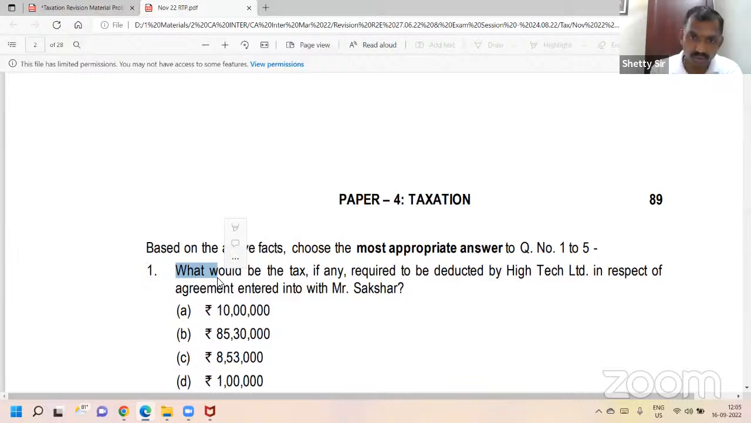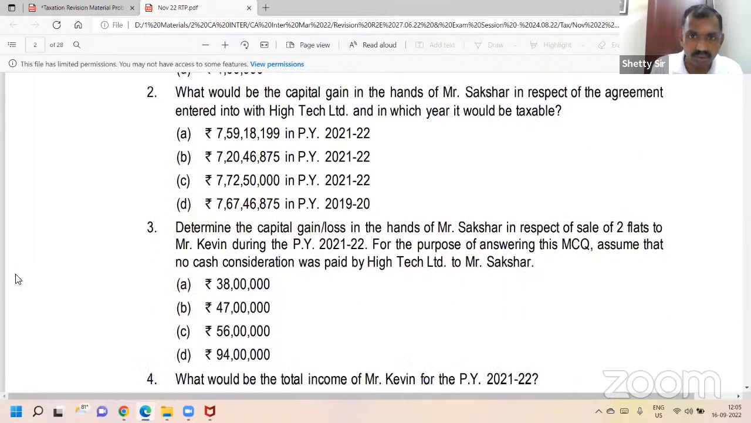So this is only on monetary consideration. Common sense: what does building flats mean? Cement, bricks. Use this brain. So cash consideration only, cash, check, online, anything other than non-monetary. Understood? Okay, right. So the first question you got easily.